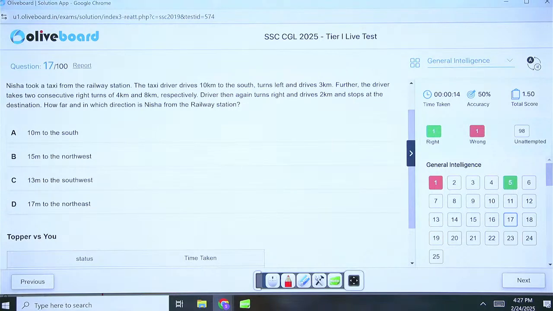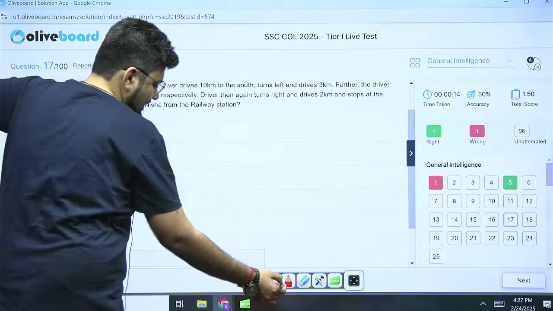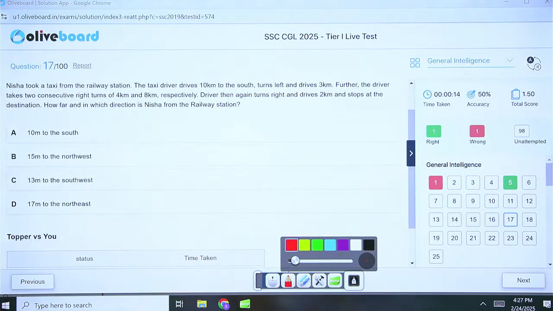Nobody answered this, huh? As soon as I gave you a target, a few of you just vanished. No problem. It's okay. No pressure. Okay, let's try this one. Distance, direction. Easy question. Guys, keep answering.